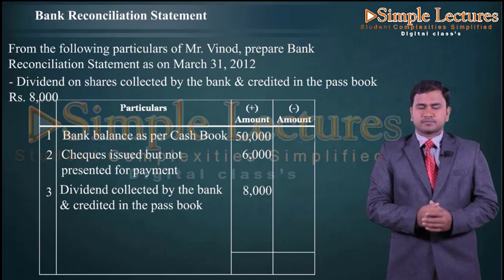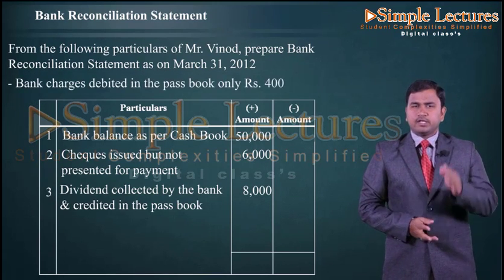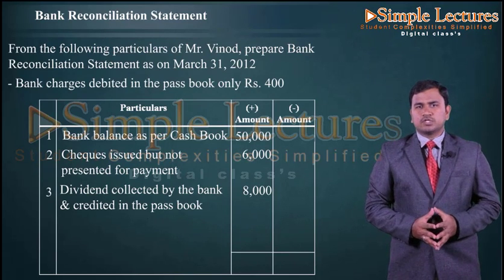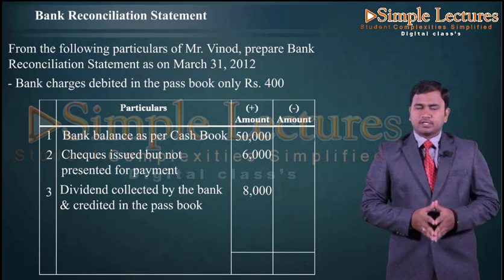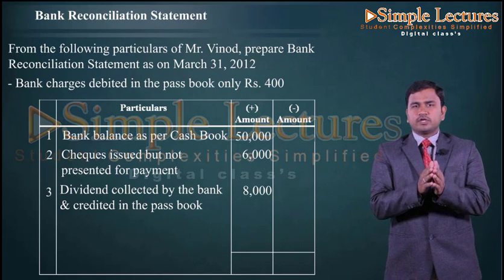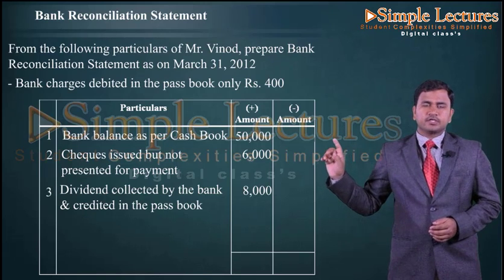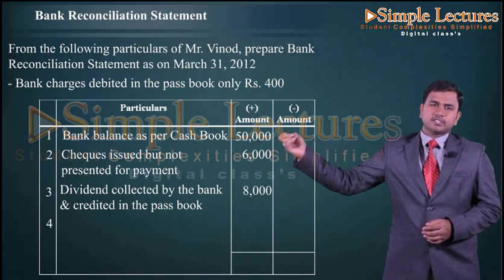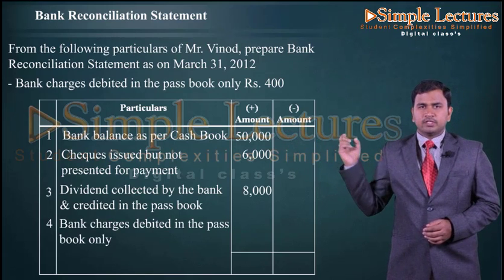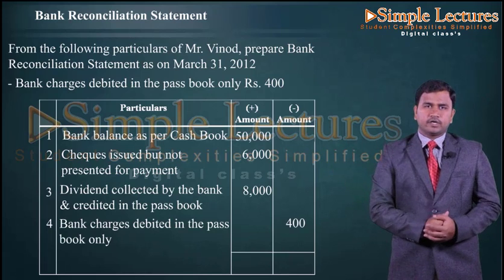Then we have bank charges debited in the passbook only, 400. Debited in the sense it was deducted out of the bank. In the passbook 400 rupees have been deducted, but the same we have not deducted in the cash book. So here we take serial number 4, bank charges debited in passbook, in the negative amount column. In the deductions we take 400.